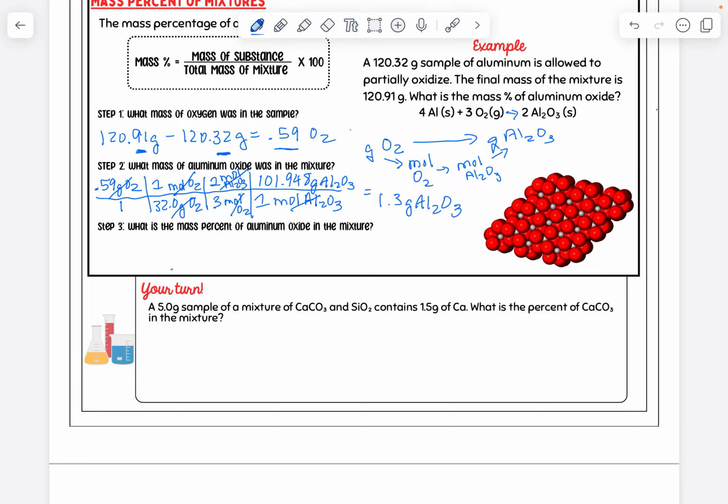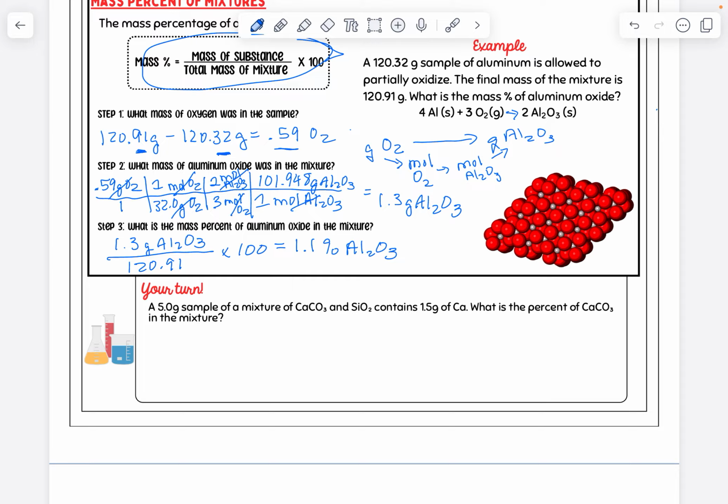Okay, so I found my grams of aluminum oxide, so now I can find my mass percent. I take my substance, which is aluminum oxide, and I divide it by my total mass, which was 120.91. I multiply that by 100, and I get 1.1% is aluminum oxide. Okay, now pause this video and try the your turn example.